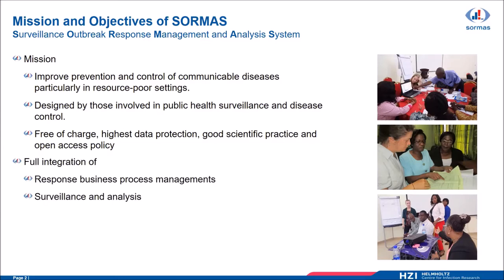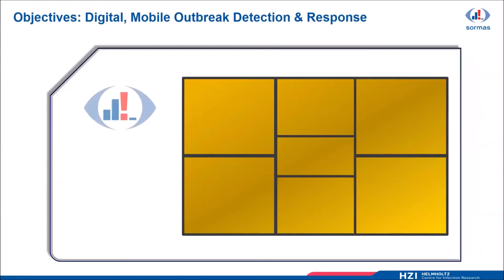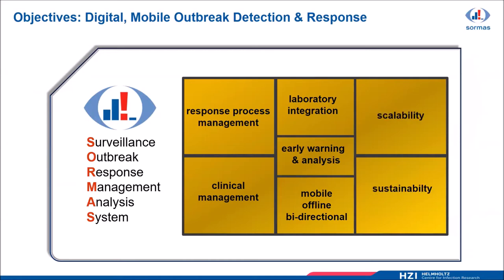We basically had a full integration of the response business process management and surveillance analysis within SORMAS. So you have a functionality of laboratory confirmations, data management, case management, surveillance, and contact tracing within the system. It's multi-directional and case-based throughout. I have a couple of examples to show about that. We use SORMAS in a state independent from continuous electricity or internet. It's open source and it's free of charge. I'm going to be talking about the different objectives of SORMAS based on early warning and analysis, response process management, lab integration, clinical management, mobile, offline, and bi-directional functionality of SORMAS, scalability, and of course, sustainability.